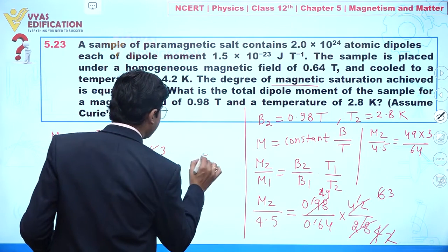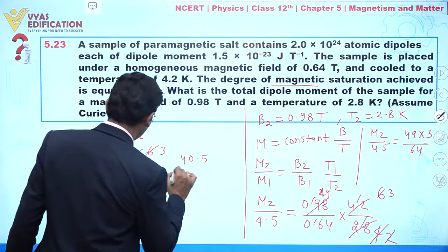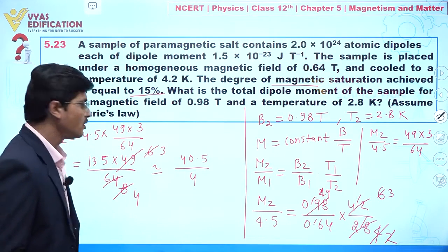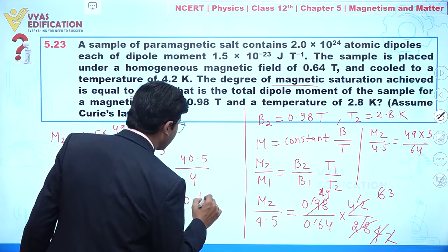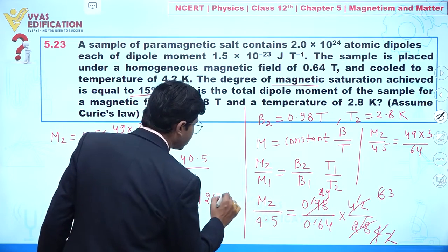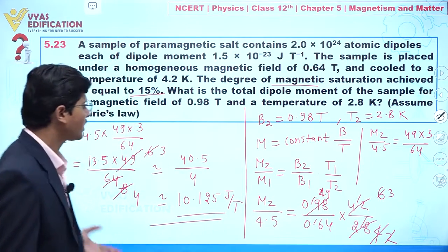So from here you can say we have 15, we have 1, this is 0, we have 1, 40.5 divided by 4. So approximately we are getting 0.10125 and I can say this is joule per Tesla. Clear? So this is approximate. You can calculate like this.